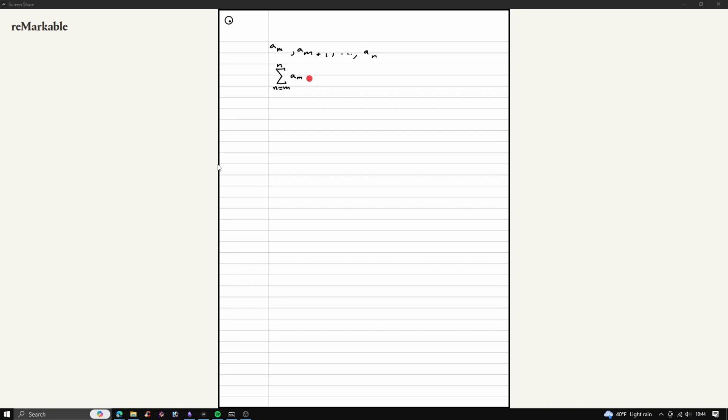So it iterates. This is equal to a of m plus 1 plus dot dot dot plus a of n. It takes us all the way from here to here and sums them all together. So, what is a useful context for this? Well, I'm glad you asked.